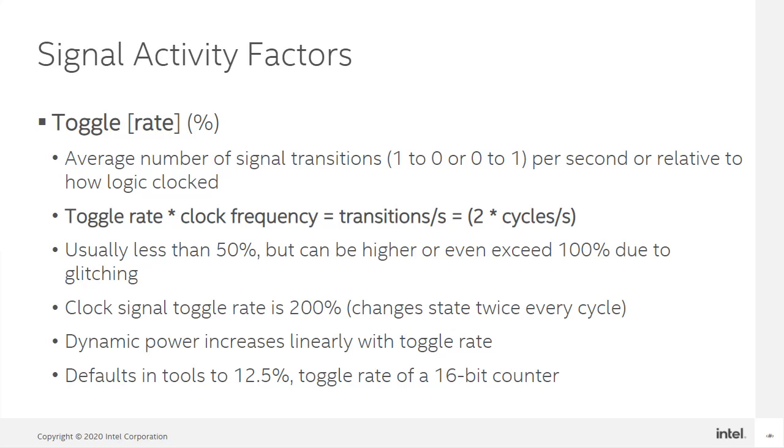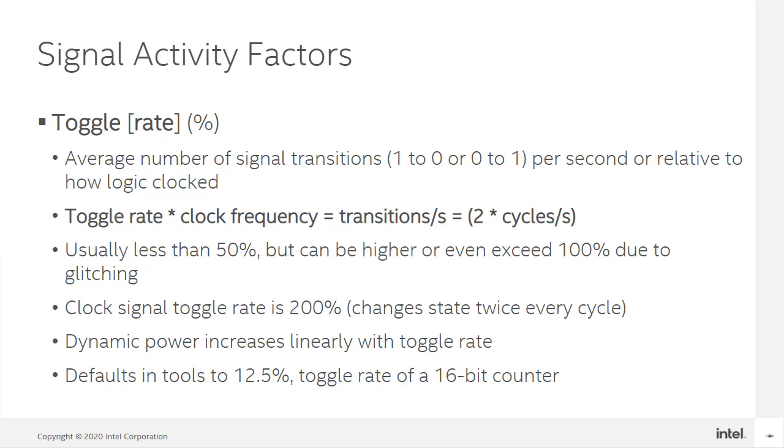Signal activity, as it relates to dynamic power, is defined by two main factors. Toggle rate, defined as a percentage, refers to the average number of times a signal transitions in a second, or relative to a clock. Toggle rate can also be expressed in signal transitions per second. Toggle rate is typically less than 50%, since it is rare for signals in a design to toggle most or all of the time. However, extra factors, such as signal glitching, may cause an artificial increase in toggle rate. The toggle rate of a signal is the key factor in making an accurate estimation of dynamic power usage.